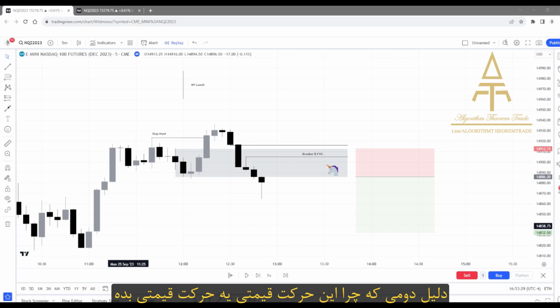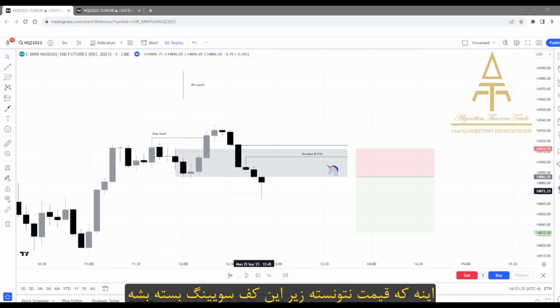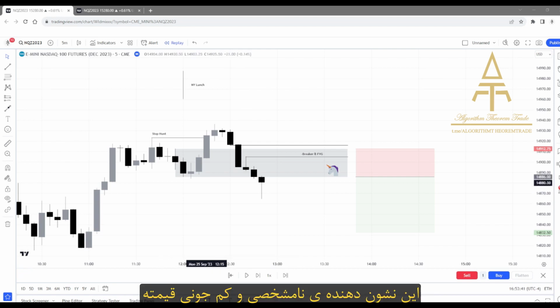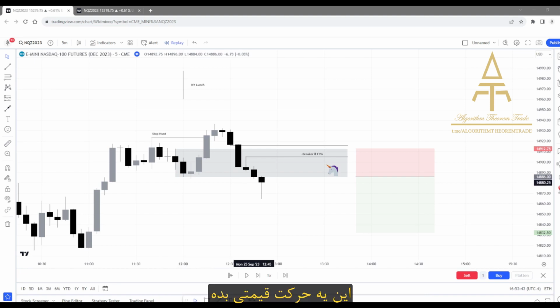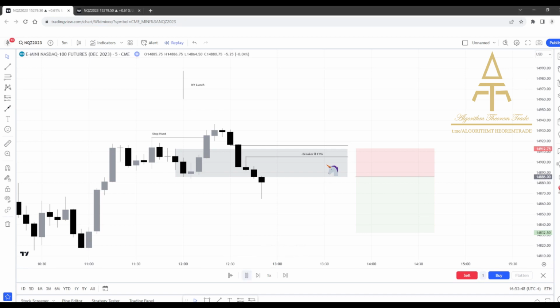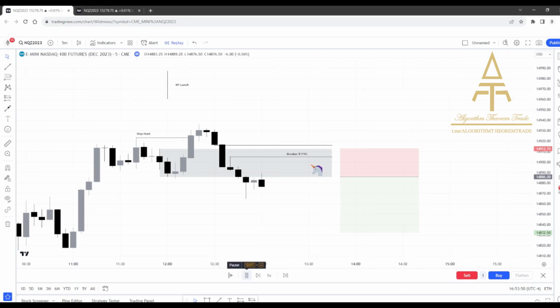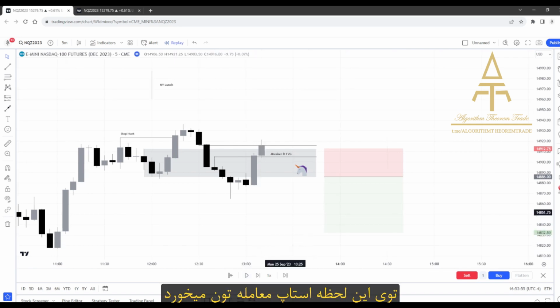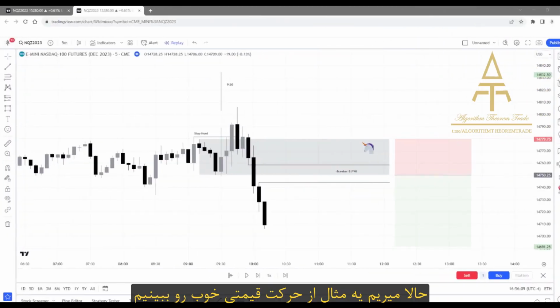The second reason why this is bad displacement is because price's inability to close below the swing low. This shows that price is indecisive and lethargic. This is bad displacement. Let's look at what happens to our model. At this point in time, you would be stopped out of your position. This is due to the bad displacement. We will now move over to an example of good displacement.